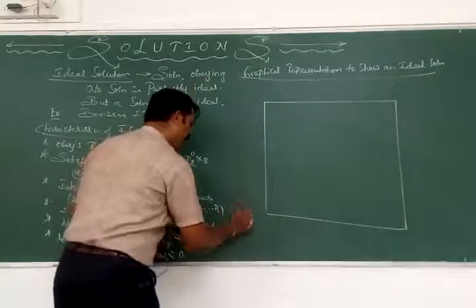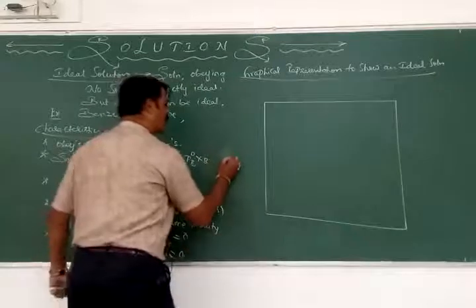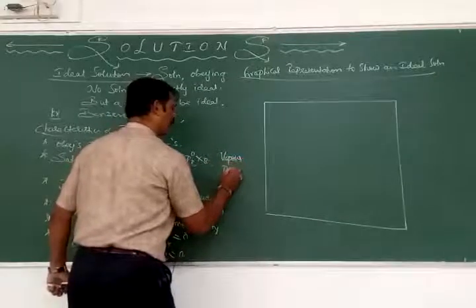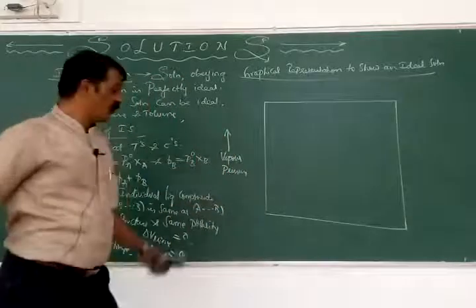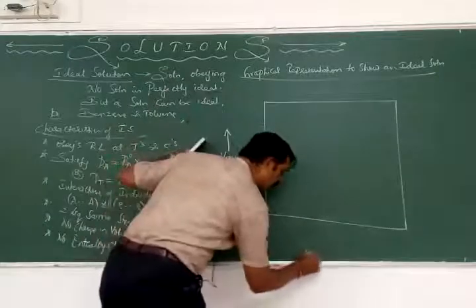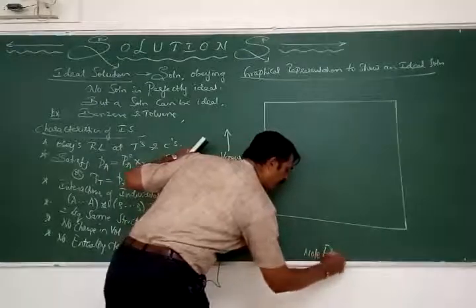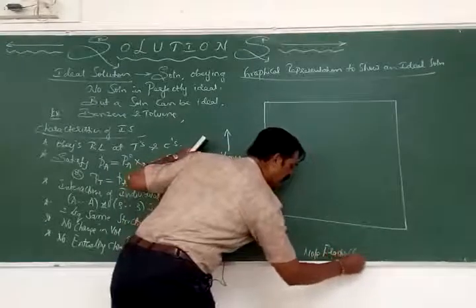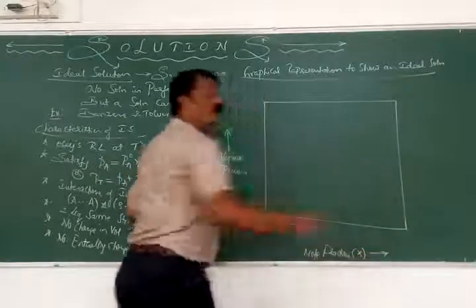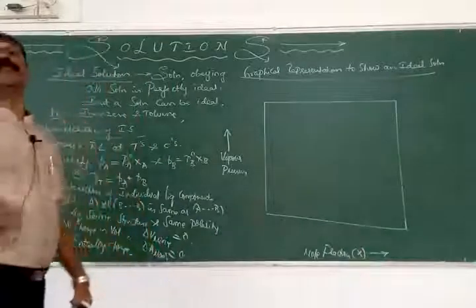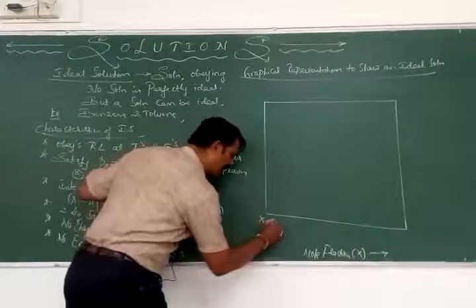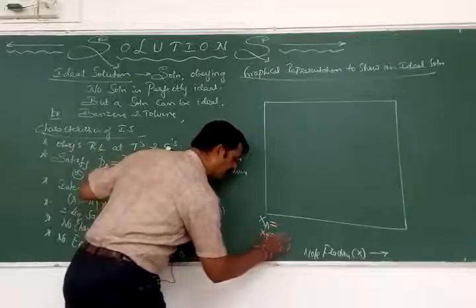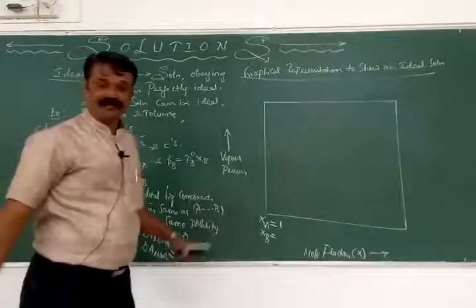So here, this is called vapor pressure. It is the vapor pressure along this axis, and this is the mole fraction that is called X. Here the thing is, as if we are having two different liquids. Let us consider two liquids, A and B, with mole fractions XA and XB. It is 1, for example.